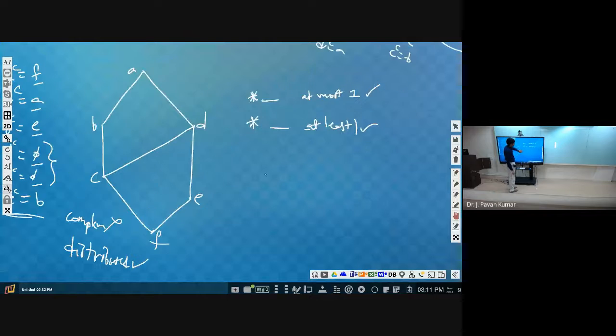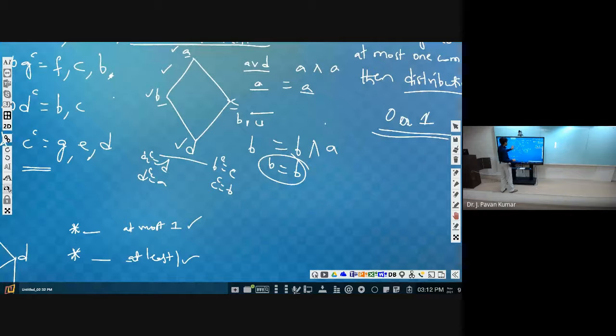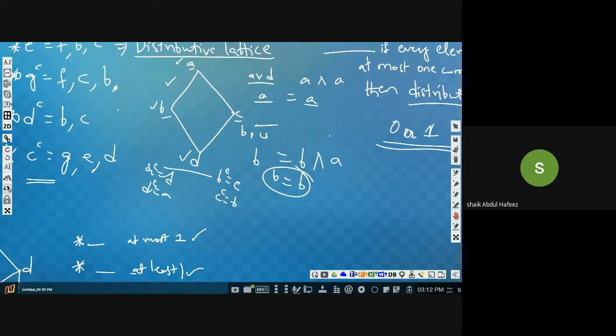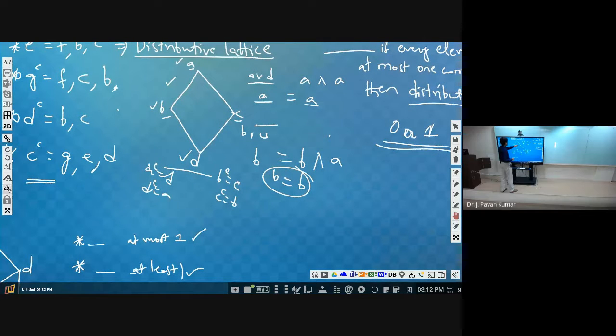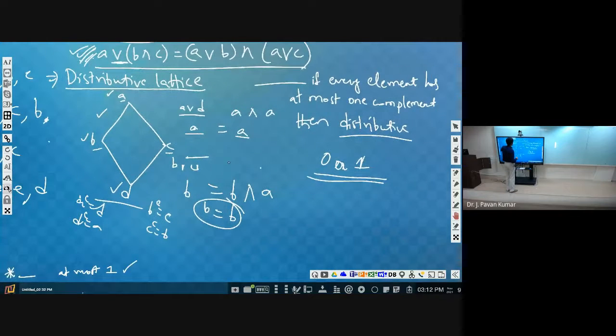Next, you consider another example. Is this a Boolean algebra? Yes, sir. Yes, it is both a distributive lattice and a complemented lattice. Next, you consider another example.